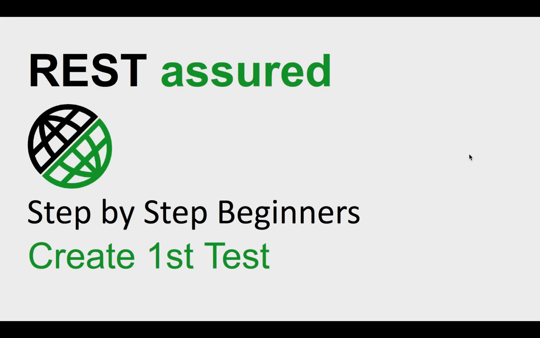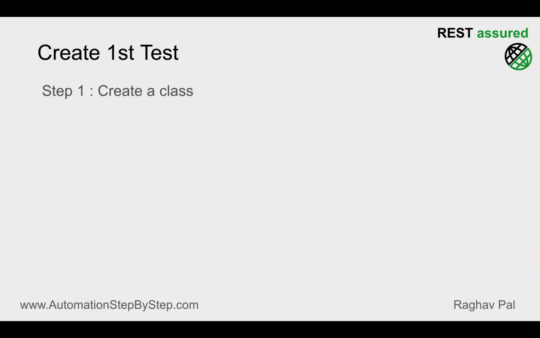In the last session, we have created our project so that we can start testing with REST Assured. In this session, we will create our first test, and step number one is we will go to our project that we created in the last session, and we are going to create a class inside our project.